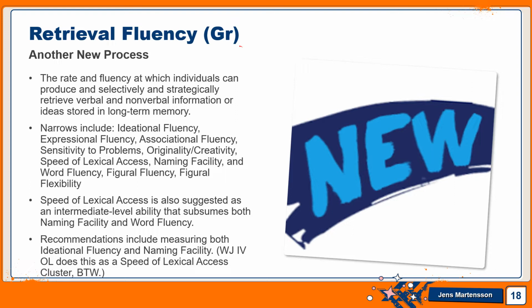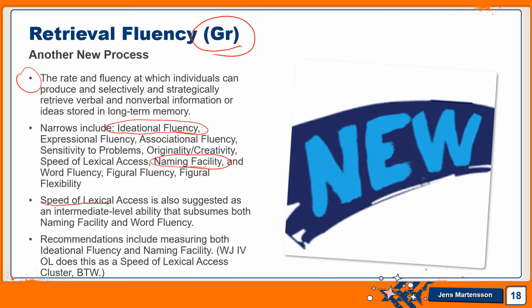Then we have the other half of the divorce, GR, retrieval fluency. That is the rate and fluency at which individuals can produce and selectively and strategically retrieve verbal and nonverbal information or ideas stored in long-term memory. So it's the retrieval process, not the storage process. Narrow abilities include ideational fluency, which you already know, and the other important one is naming facility. All these other ones you don't know, and I don't even know what they are, so I don't care.